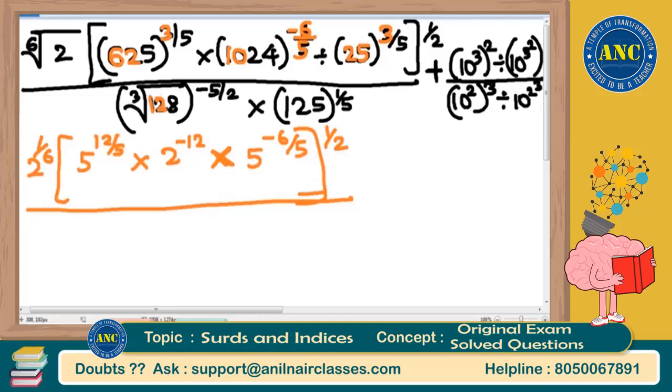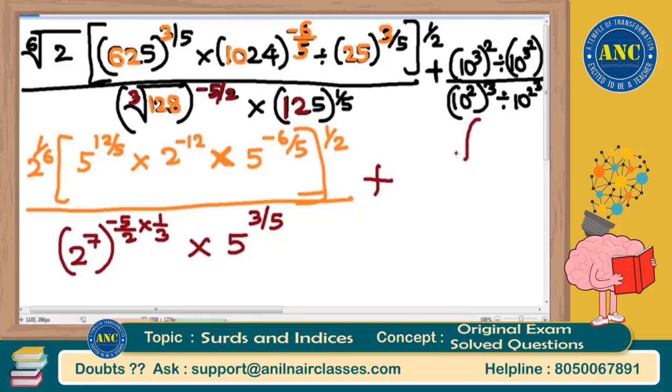cube root of 128. Can I say 128 is 2 power 7. 2 power 7 whole power minus 5 by 2 multiplied with 3. It is nothing but 2 power minus 35 by 2. I believe that it is clear. In fact, multiplied not by 3, sir, multiplied with 1 by 3, because cube root is nothing but 1 by 3. And this term is 125 is 5 cube. 5 cube power 1 by 5 is 5 power 3 by 5. Plus this entire term, we will check it later.